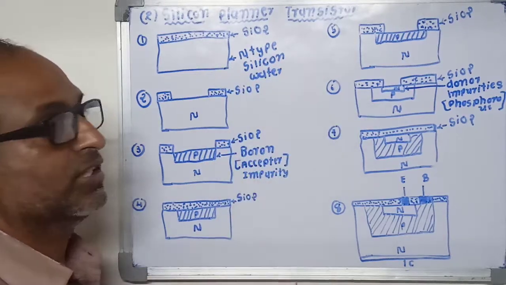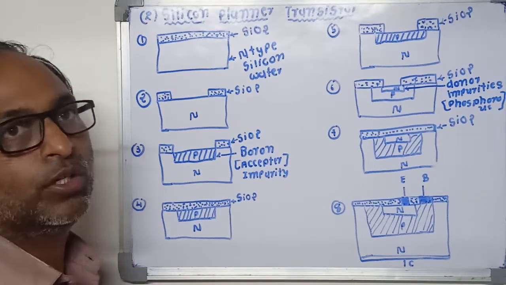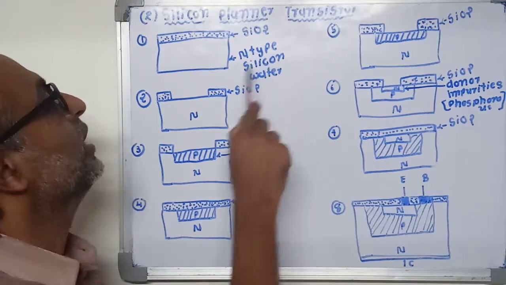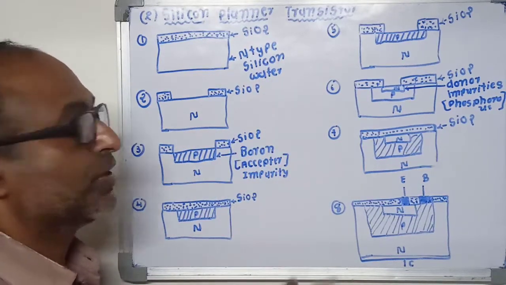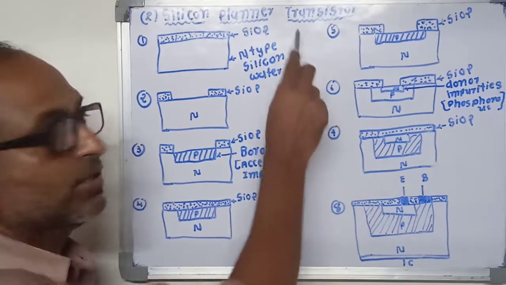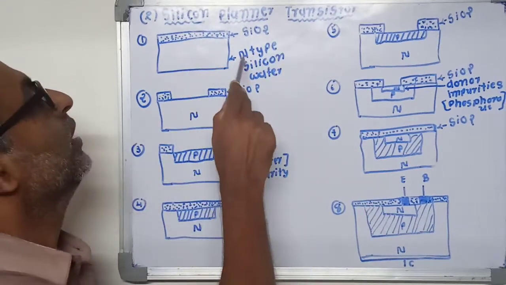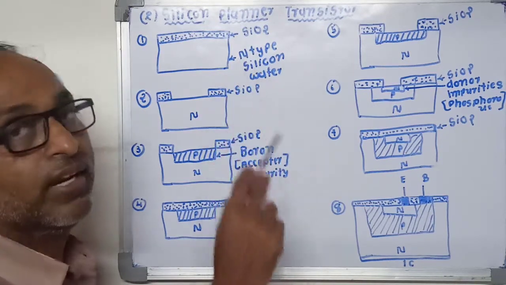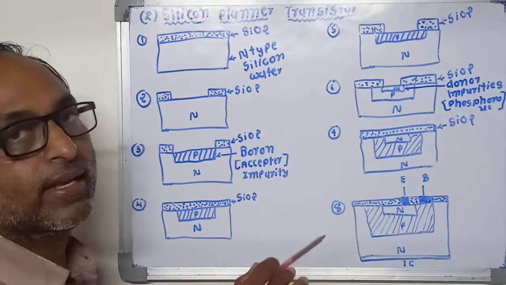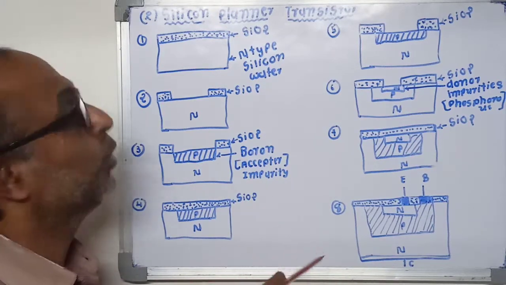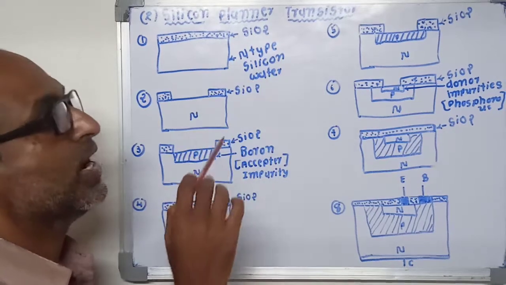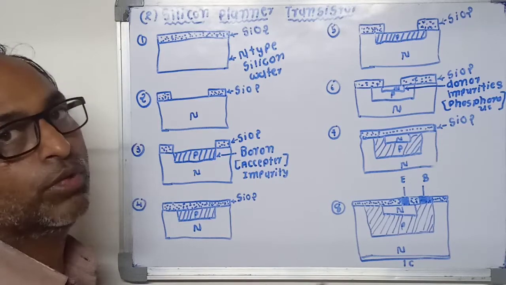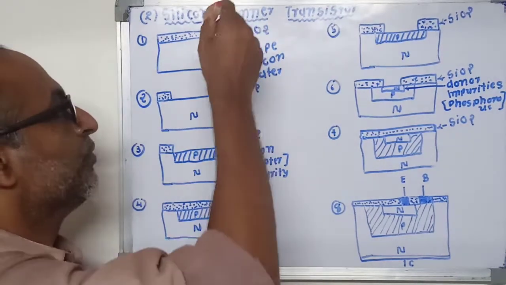Silicon planar transistor. It is the second method of construction of transistor. Now in this method, an N-type silicon wafer is used, which works as the collector of the transistor. Now on the entire surface of the N-type silicon wafer, a silicon dioxide layer is grown whose thickness is approximately 1 micrometer. Now this silicon dioxide is an insulating material which does not allow the impurity to enter through it.